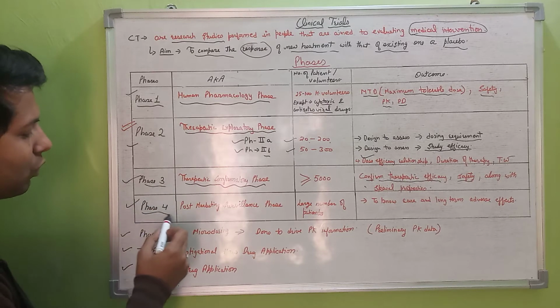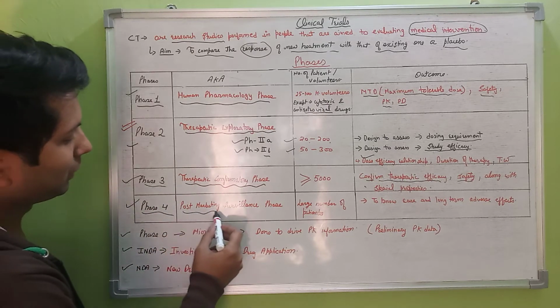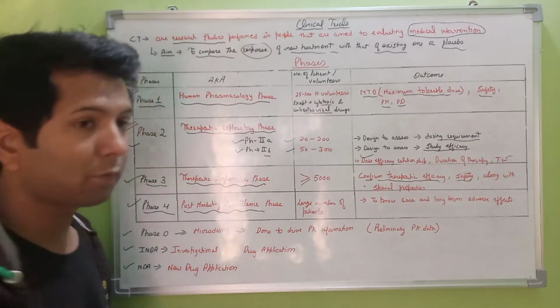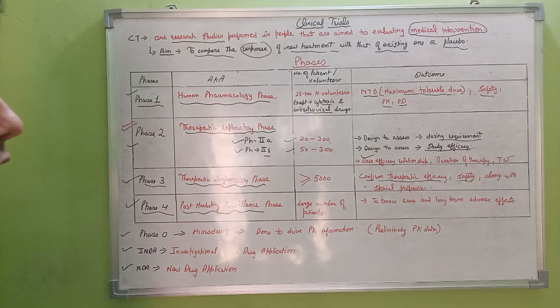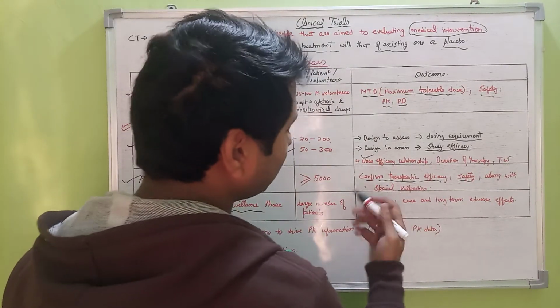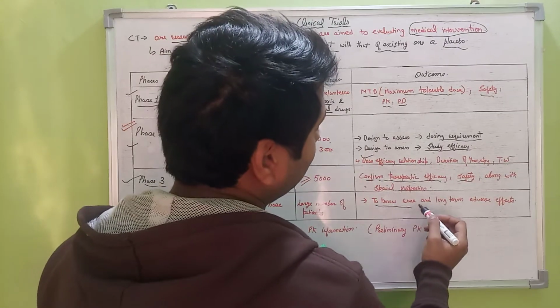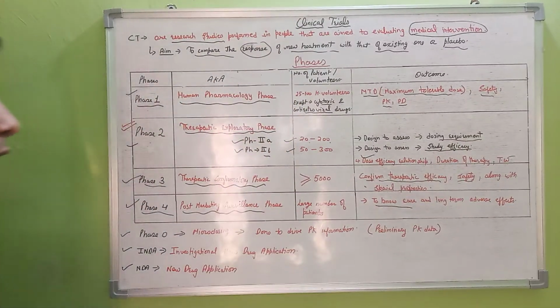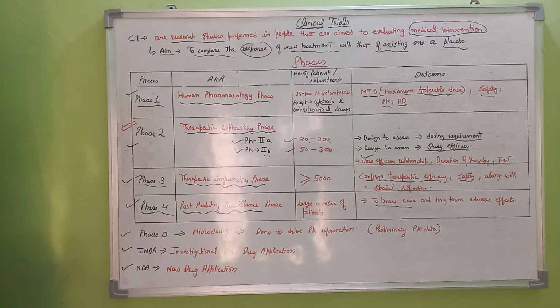Next is phase 4. Phase 4 is known as the post-marketing surveillance phase. In this, a large number of patients are targeted. It is generally done to know the rare and long-term adverse effects of the drug. So these are the four phases of the clinical trials.